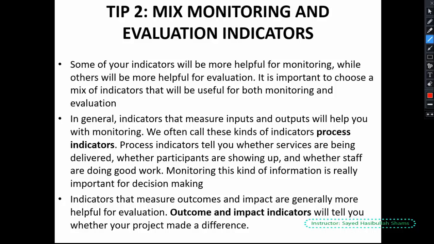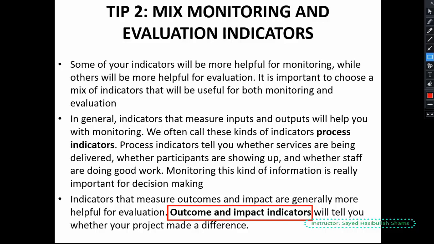Some people think that the process indicators, our input and output level, are used for monitoring, while outcome and impact indicators are used for evaluation. This is not a correct idea because in some cases we use input and output level indicators for evaluation, and outcome and impact level indicators for monitoring.